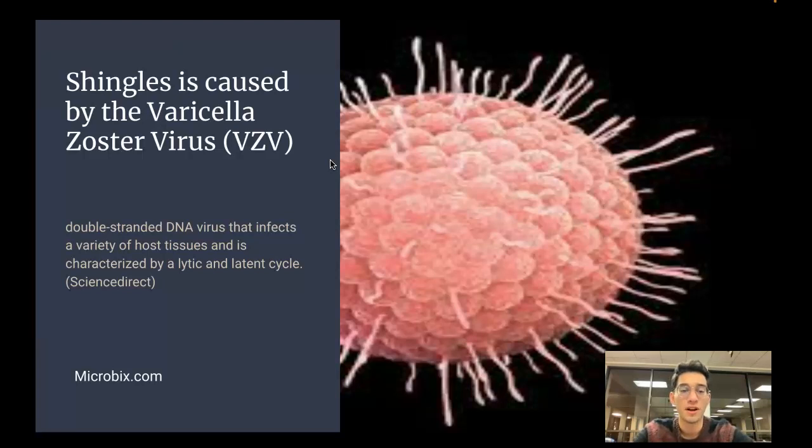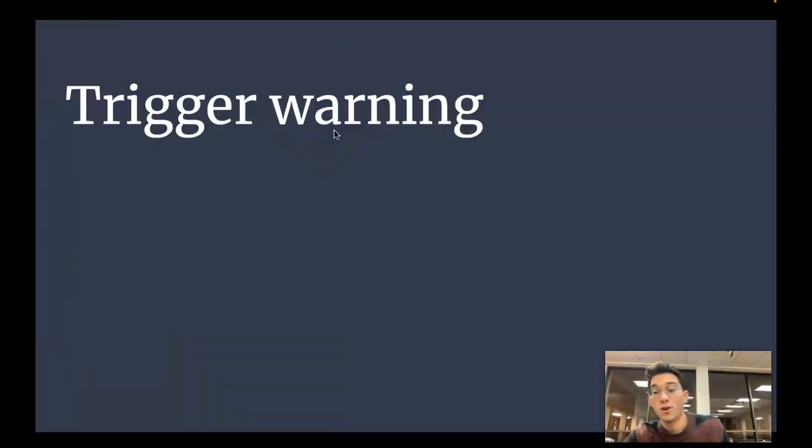The varicella zoster virus has two manifestations. The first being chickenpox, which we are going to talk about quickly so that we get an idea of how the varicella zoster virus goes on to its second manifestation, which is my disease, shingles, the disease that I'm talking about. So let's get to it. We have a small trigger warning here.